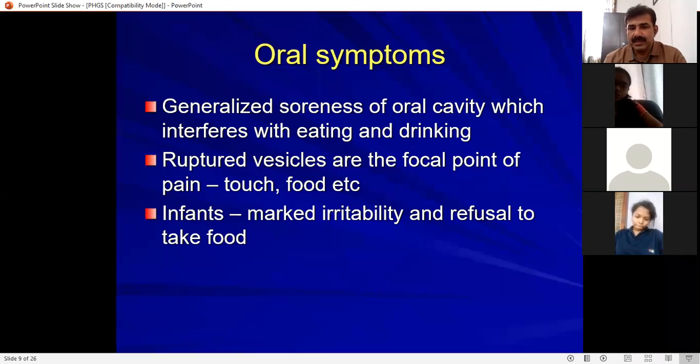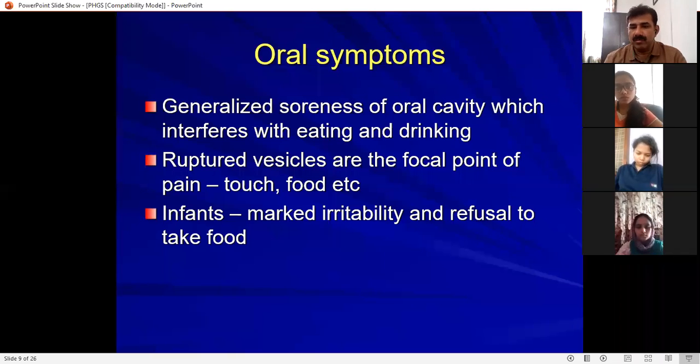Symptoms include generalized soreness of the oral cavity, which interferes with eating and drinking. And usually the ruptured vesicles, that is the ulcers, are very painful upon touch or with food. If it comes in contact with food, or if you touch it or your tongue goes and presses on it, they become the focal point of pain. And because these patients are usually infants, there is marked irritability and refusal to take food.